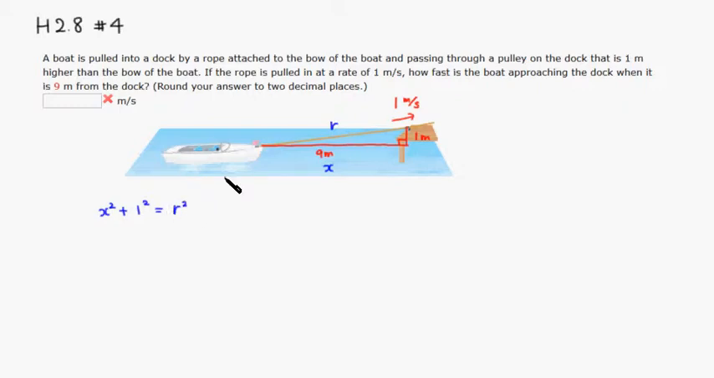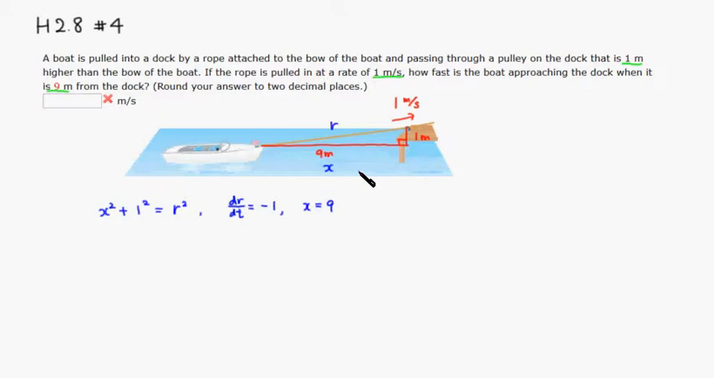So we use the 1 meter information there. And the rope is pulled in at the rate of 1 meter per second, so we know that dr over dt is given to be 1 meter per second, but r is shrinking, so it's -1. And when the boat is 9 meters from the dock, x is 9 at that point.